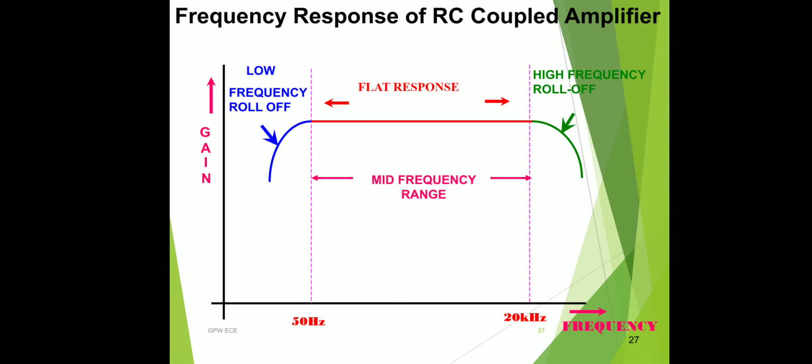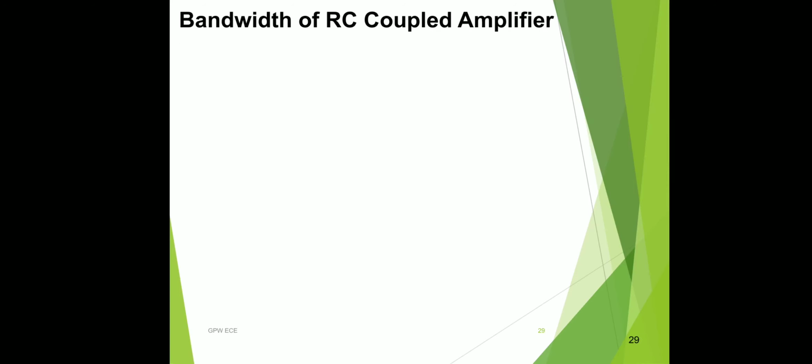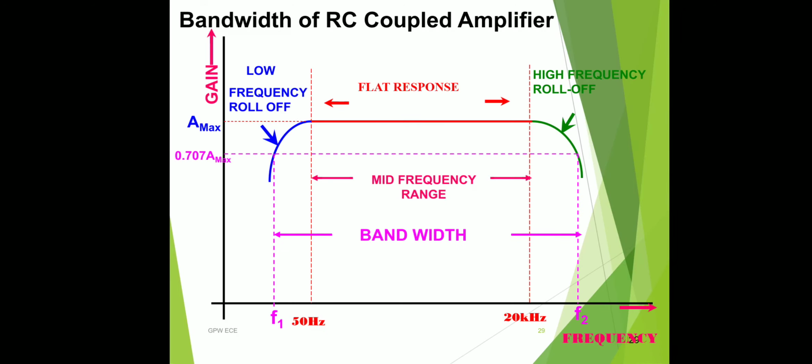If you observe, the frequency is divided into three sections. Low frequency range, less than 50 Hz; the middle frequency range, 50 Hz to 20 kHz; and the high frequency range, greater than 20 kHz. Now, the bandwidth of the RC coupled amplifier.